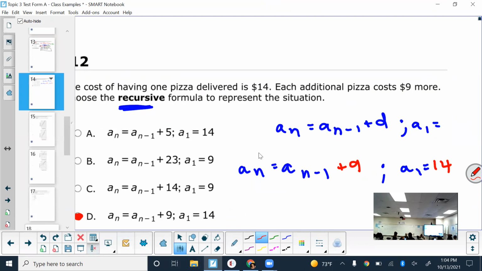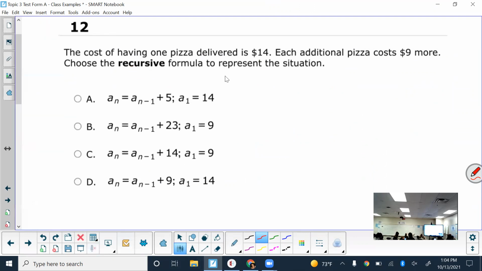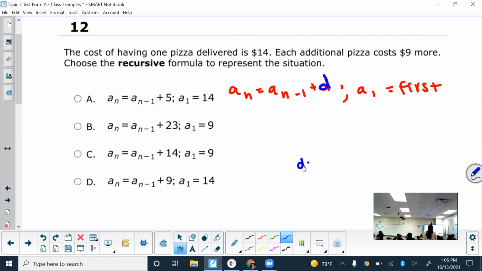Okay, so this one goes with the explicit one. Again, it will be open response tomorrow. But recursive formula, here's that formula. And again, this will be provided to you on the board. So just look at the board when you get to this one. But this is a formula. The only thing you have to replace is the D for common difference. What's my common difference in this one? 9. So D equals 9.